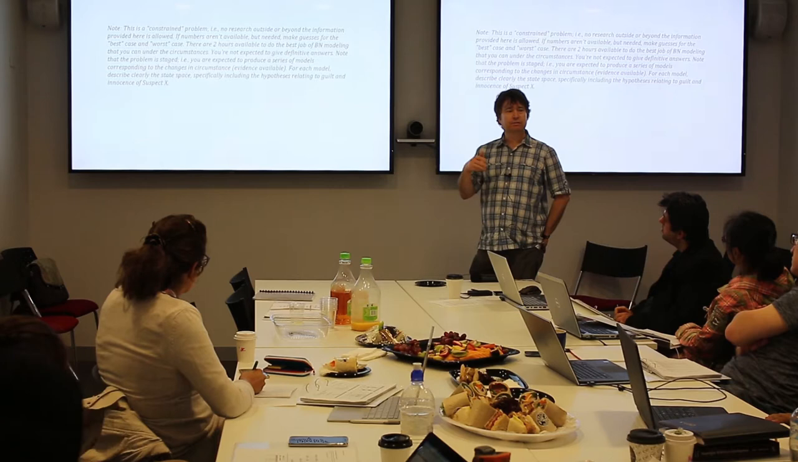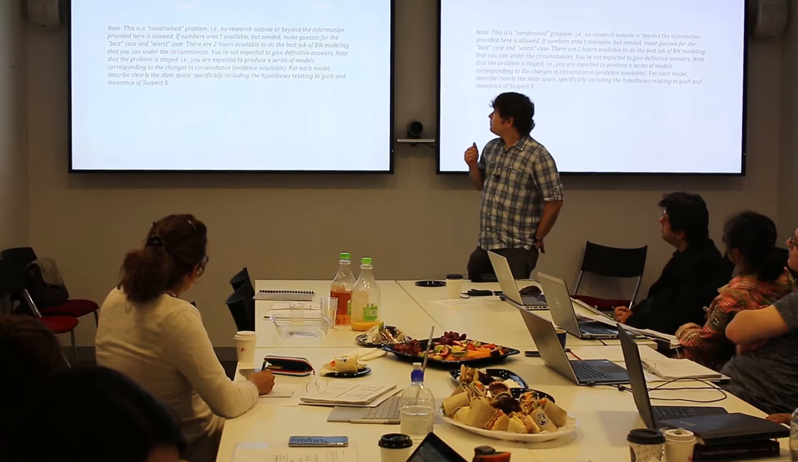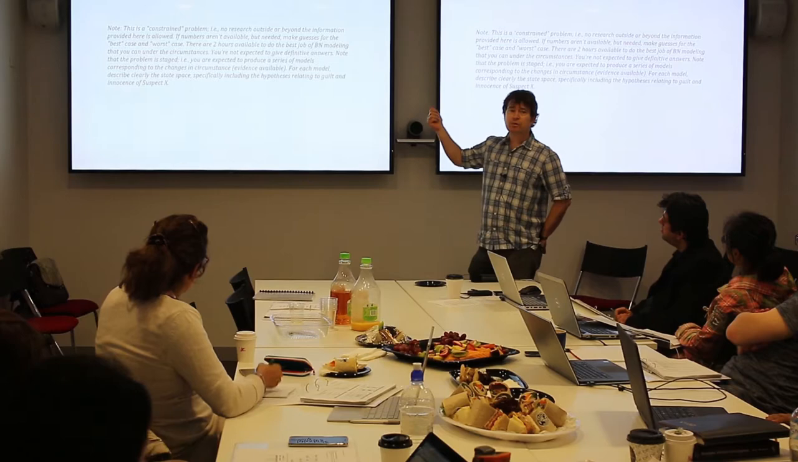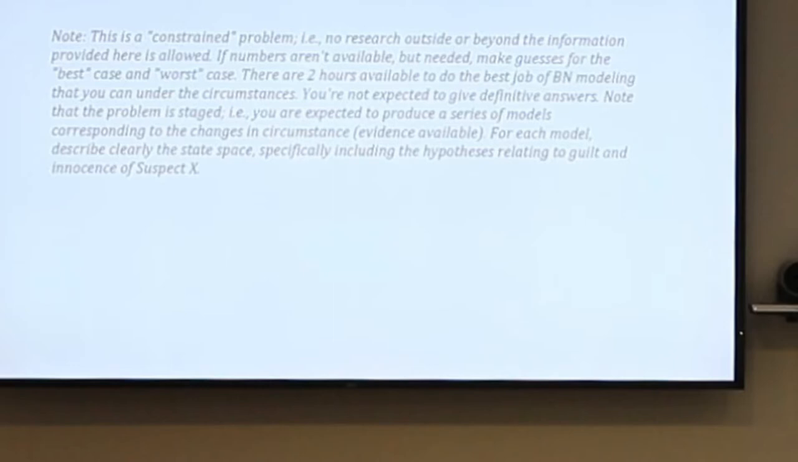So this problem is close to the kind of problem that we'll have to solve with our system in phase one. In phase two, the problems get more complex, and in phase three, they're actually allowed to do research as well, which is good. It says there are 2 hours available. That was for the full problem, so it won't take that long for this first part of the problem. And the key thing to know about this problem is that the police have in custody suspect X, and they're trying to work out what the evidence is against X, how likely X is to be guilty.